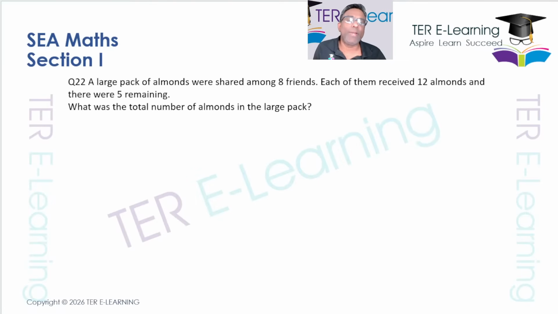What about 22 here? A large pack of almonds was shared among 8 friends. Each of them received 12 almonds, and there were 5 remaining. What is the total number of almonds in the large pack? So we have a large pack of almonds, and we want to share that. How many did we have in the large bag to begin with?